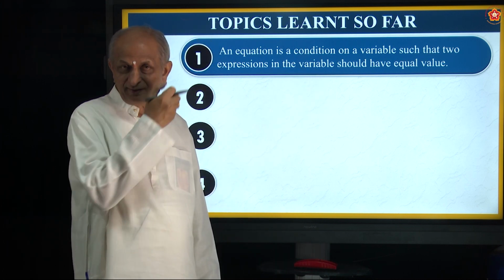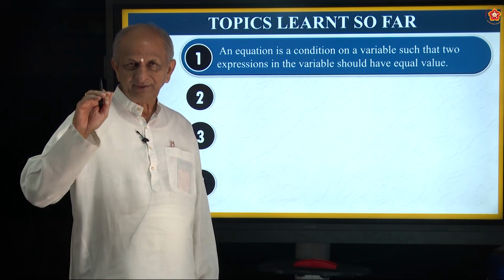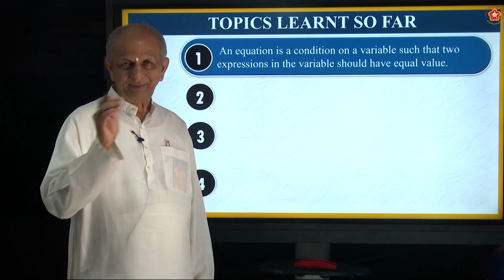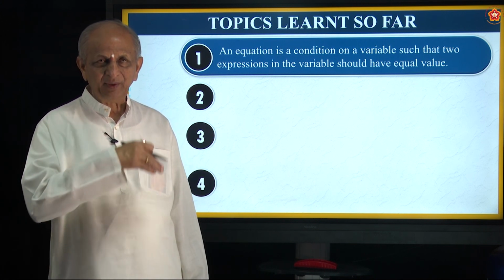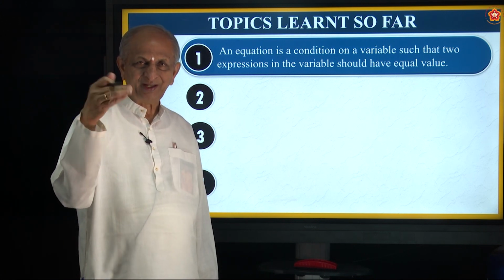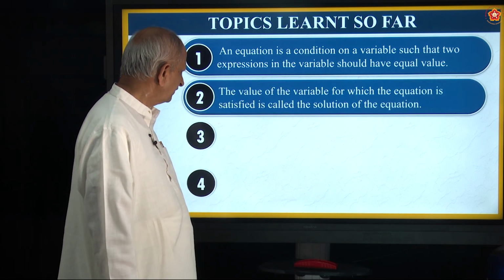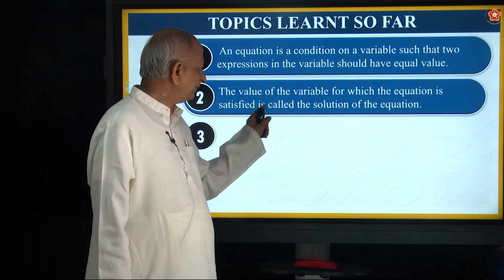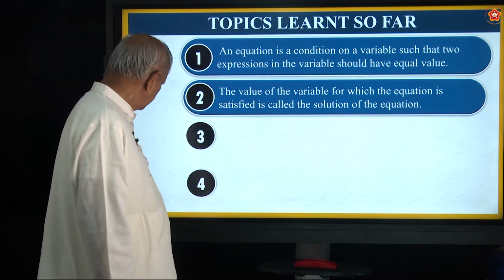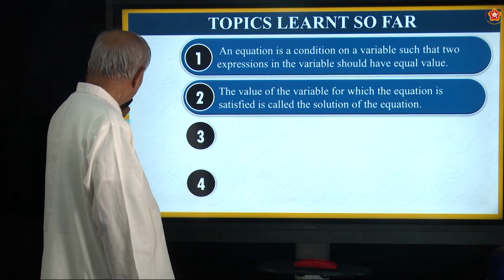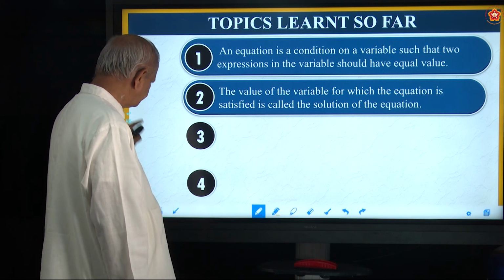Sometimes what is the condition given? A variable is added by a number or is subtracted by a number, multiplied by a number or divided by a number, correct? And then you are equating to the value in the right hand side. Then we call it as equation. So, the value of the variable for which the equation is satisfied is called solution of the equation. So, solution is a very interesting thing to be noted, is it not?